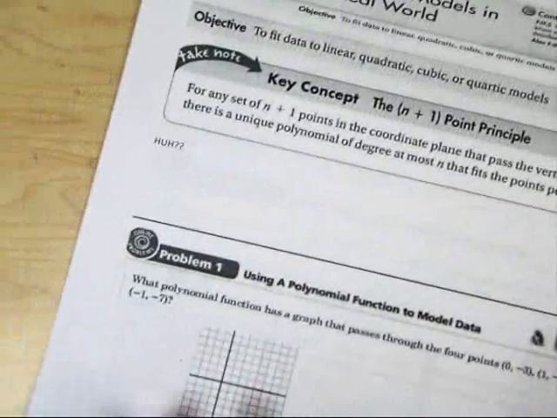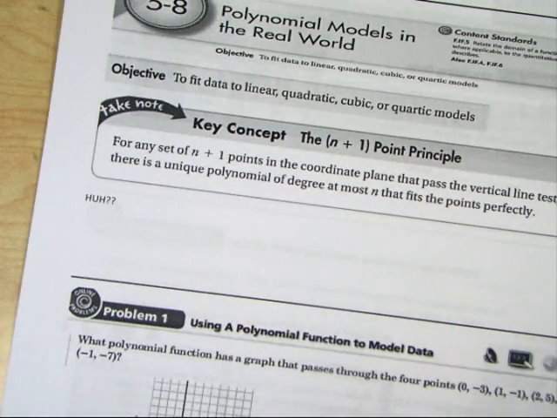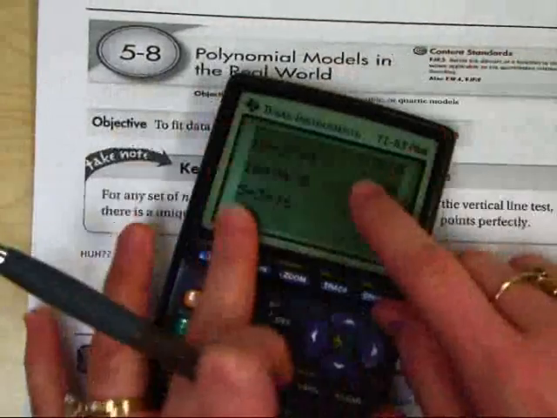Moving on to problem, actually there's no problem 3. That's all 5-7. That's all you need to know in 5-7 is how to use Pascal's triangle.